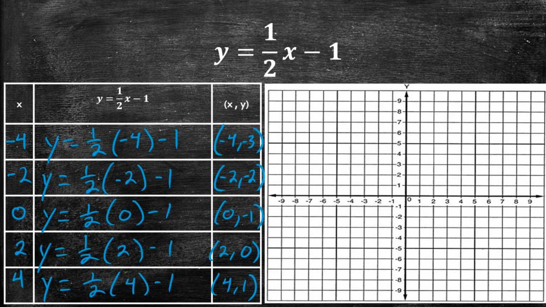Negative 4 comma negative 3 is going to be right here. Negative 2 comma negative 2 is right here. 0 comma negative 1 is right here. 2 comma 0 is going to be right here. And 4 comma 1 is right here. Now, hardest part, let's draw that straight line. Not too shabby. And that is your final answer.